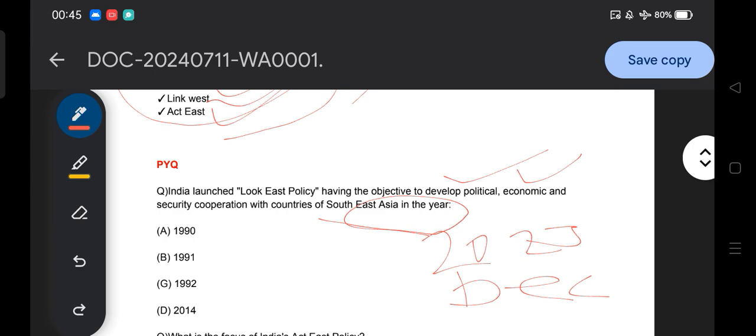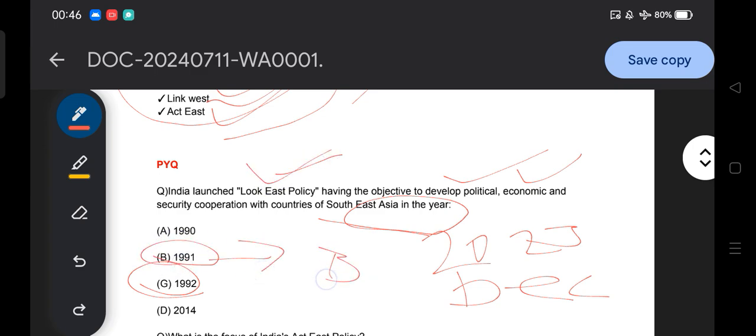Many students got trapped in this question. They all went wrong with this question, because all of the students believed that the Look East policy was basically from 1992. I have also shared an official and authentic document with all of you on my Telegram ID. The thing which you believe is not the answer. According to the Ministry of External Affairs website, if you check, 1991 is the correct answer for the Look East policy.